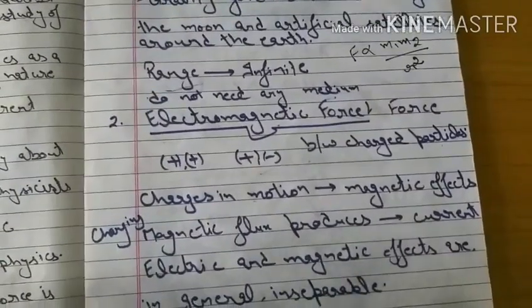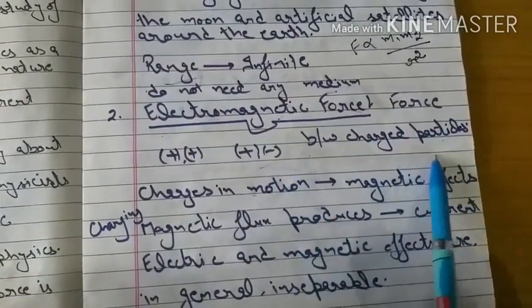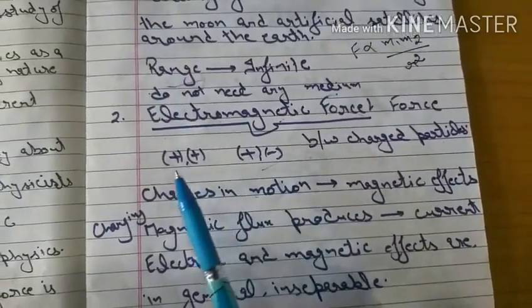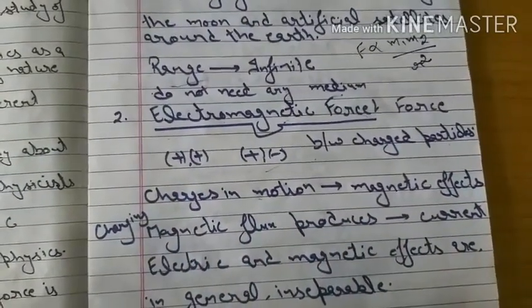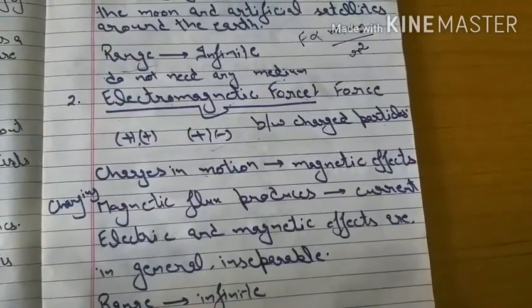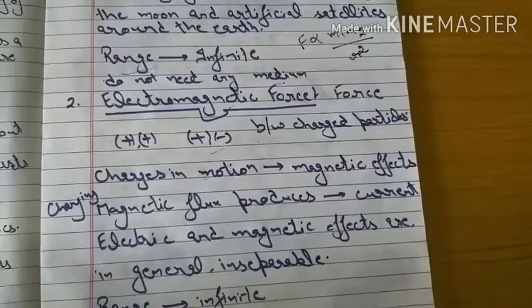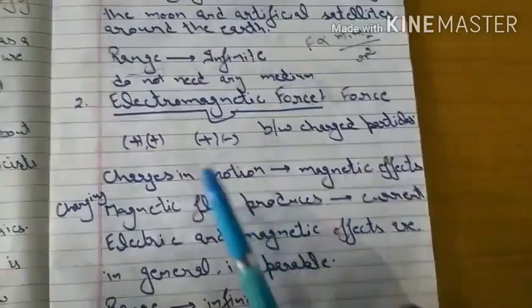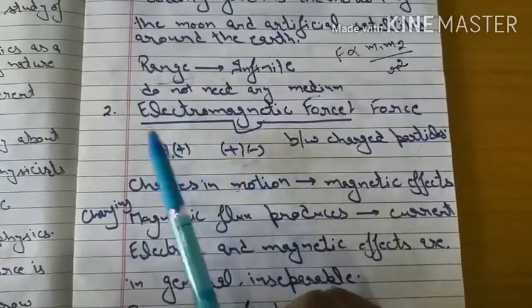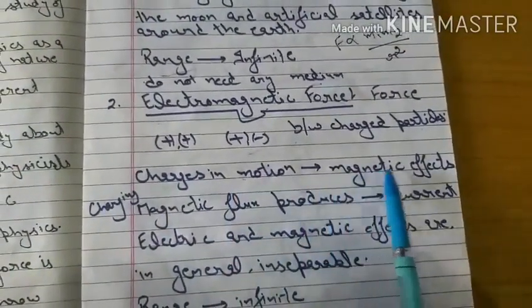Now proceeding to our next type of fundamental force, that is electromagnetic force. This force is between charged particles, between two positively charged particles or two negatively charged particles. As you all know, like charges repel each other and unlike charges attract each other. Remember that you have also studied Coulomb's law in class 10th. The force between charged particles is known as electromagnetic force. The word electromagnetic combines two terms, electro and magnetic. Why two terms in a single word? Because charges in motion have a magnetic field around them.